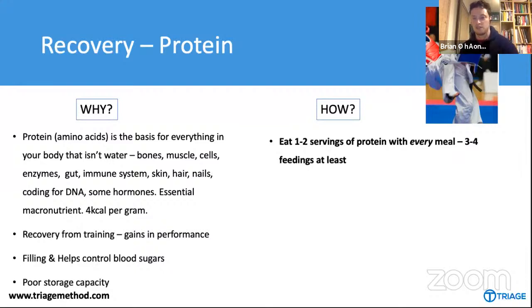So 1 to 2 servings of protein with every meal. All right. Most people don't eat any protein at breakfast. So that's something you can go ahead and change right away. And we're going to talk about which foods might be good to include in this context.